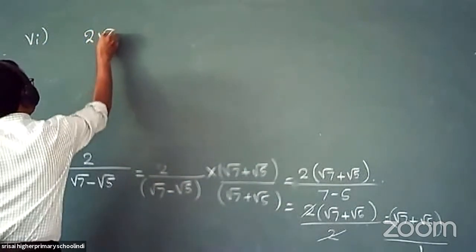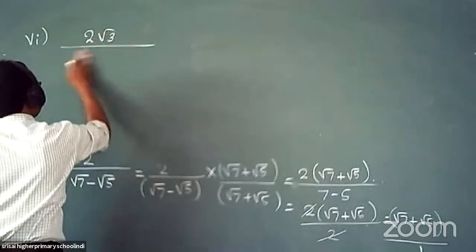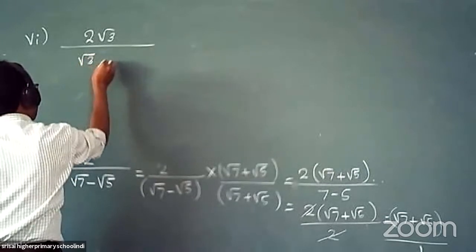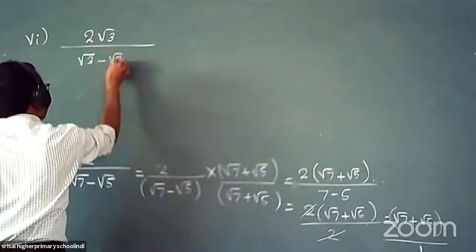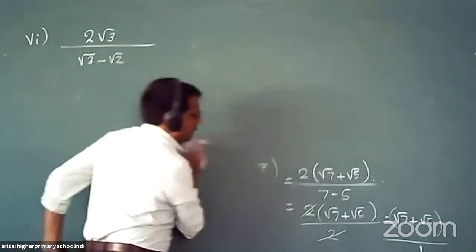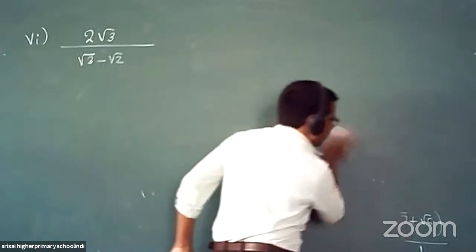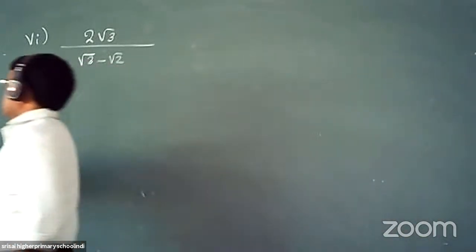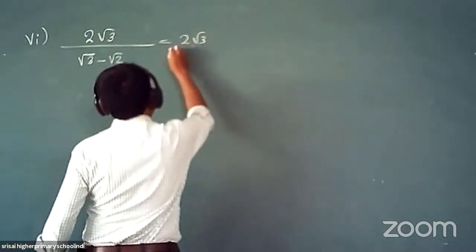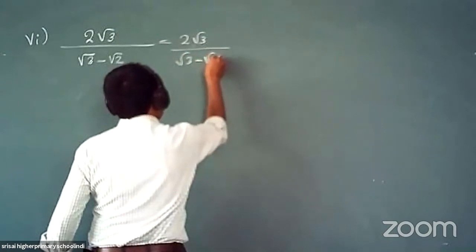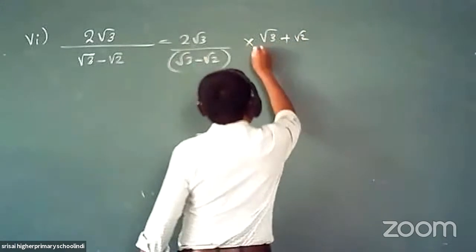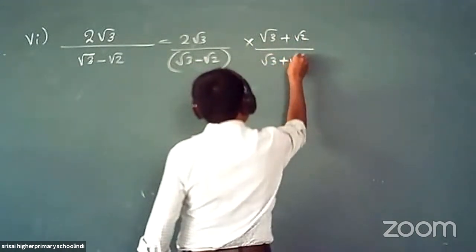Say 2 root 3 divided by, tell me what? Square root of 3 minus square root of 2. Do it first. Like this only. You don't worry about the numerator. Only the denominator you have to rationalize, means make rational. So you should write 2 root 3 divided by square root of 3 minus square root of 2. Then multiply by square root of 3 plus square root of 2 divided by square root of 3 plus square root of 2.